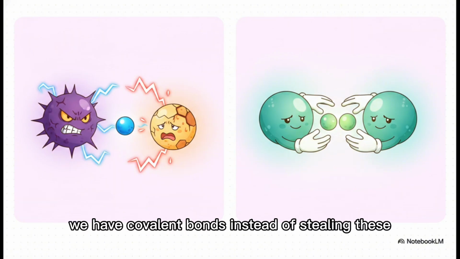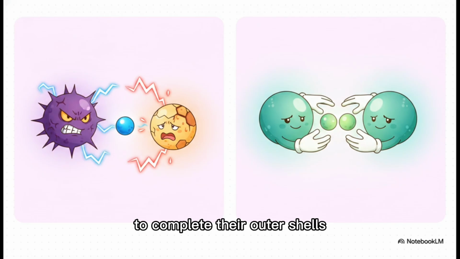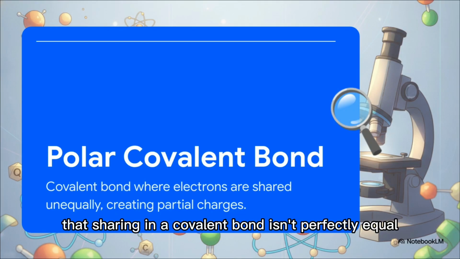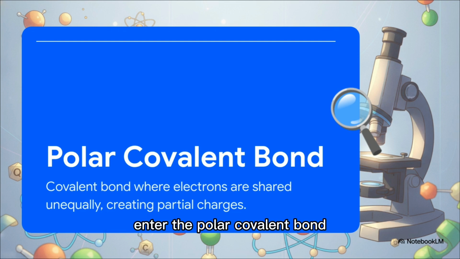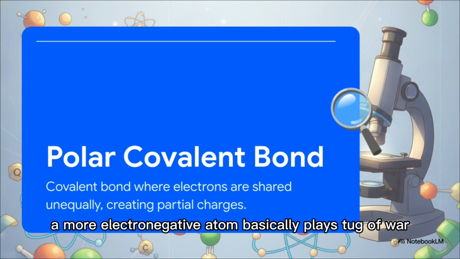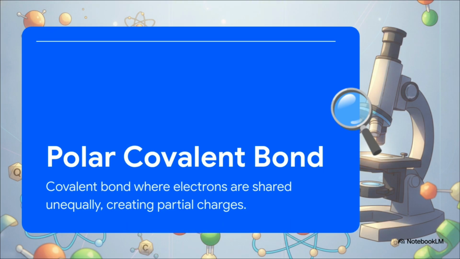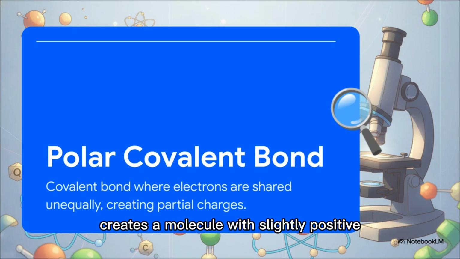On the flip side, we have covalent bonds. Instead of stealing, these atoms share pairs of electrons to complete their outer shells. Covalent bonds are incredibly strong and actually form the primary backbone of biological molecules. But as you might guess, sometimes that sharing in a covalent bond isn't perfectly equal. Enter the polar covalent bond. In this scenario, a more electronegative atom basically plays tug-of-war and pulls the shared electrons closer to itself. Because electrons carry a negative charge, this unequal tugging creates a molecule with slightly positive and slightly negative ends, or poles.